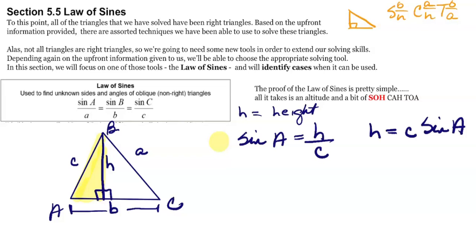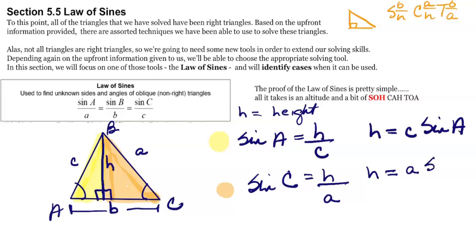Okay, let's focus on the second triangle, the one I'm highlighting in orange. Let's see if we can also find a sine feature. The sine of angle C, which is over here to the right, equals opposite, which is h, over hypotenuse, which is a in this case. So let's isolate the h. Using cross products, h is going to be a times the sine of angle C.